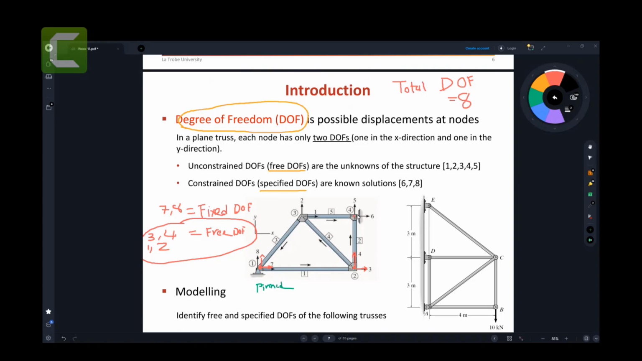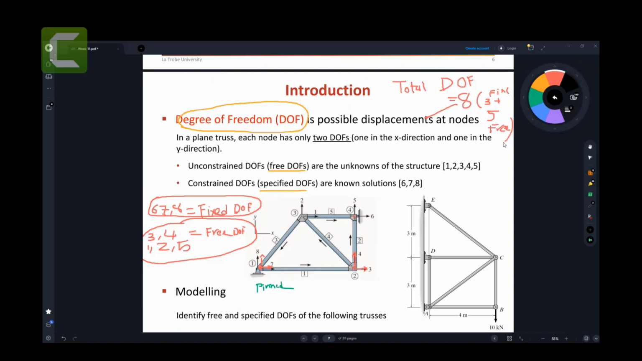At the rollers here, this point cannot go in the X direction, which is number 6, because the rollers will prevent this point from going in this direction. So number 6 is a fixed degree of freedom, but this point can go up and down in the 5. So 5 is a free degree of freedom. Right. So we have total 8 degrees of freedom. Out of 8, total 3 are fixed degrees of freedom, and total 5 are free degrees of freedom.